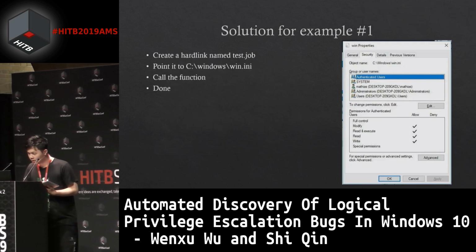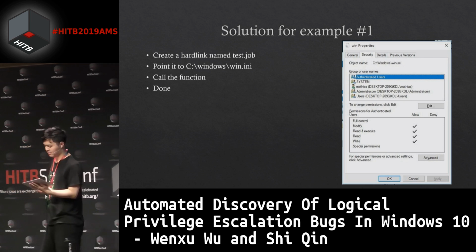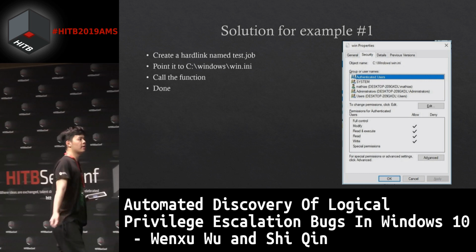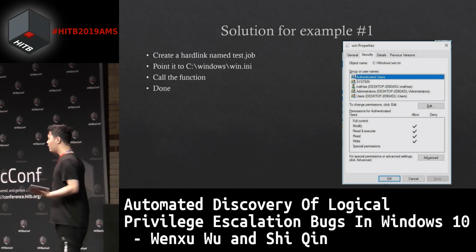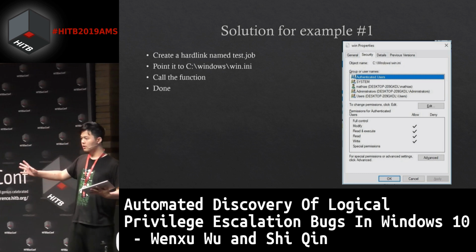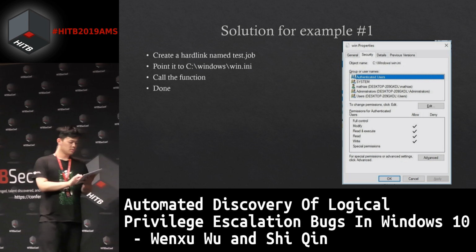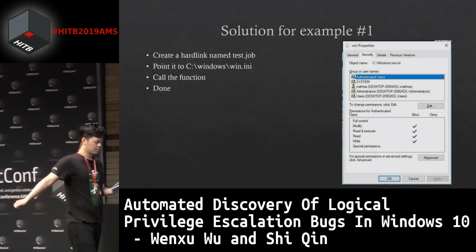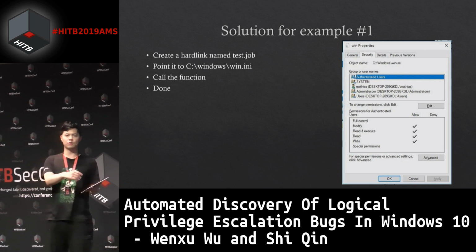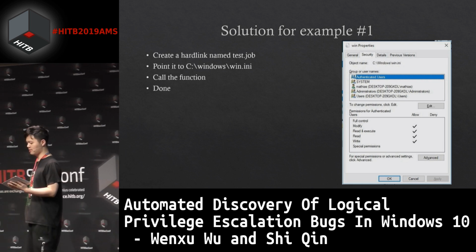So let's just see the solution for example 1. We could see that our target is to grant a DACL to a target file. So a hard link could be used to do this. If we create a hard link, all DACLs set to this hard link would also be reflected to the target file. So it is very simple. We just create a hard link to the target file we want to take full control of. And then we trigger this ALPC interface. So all is done.